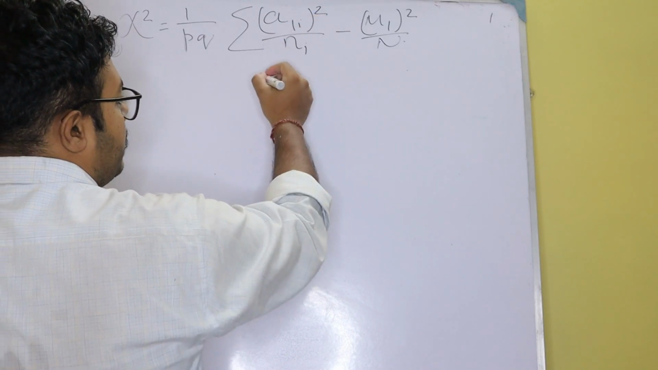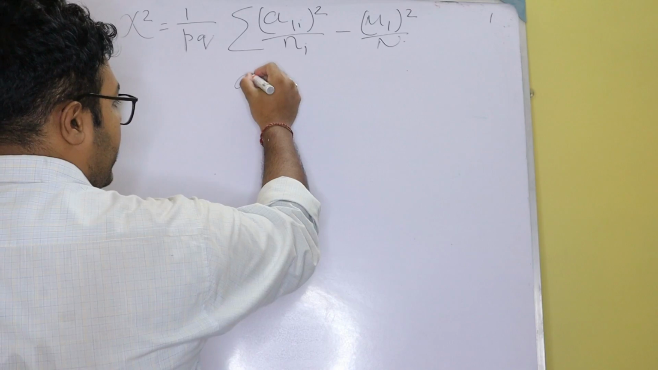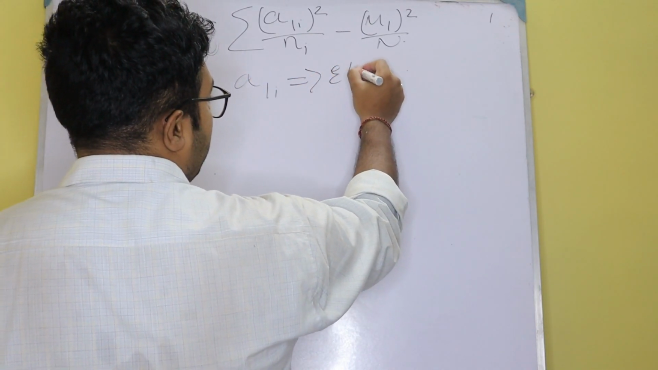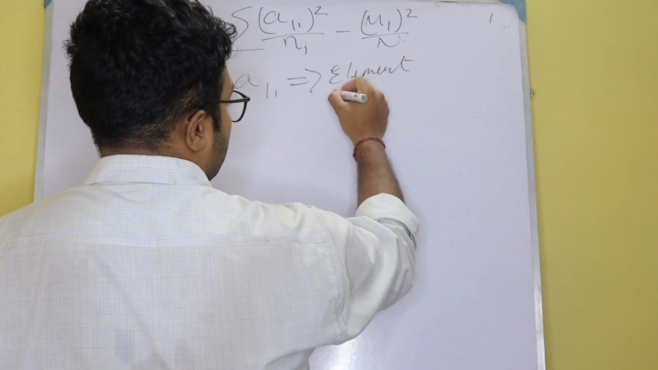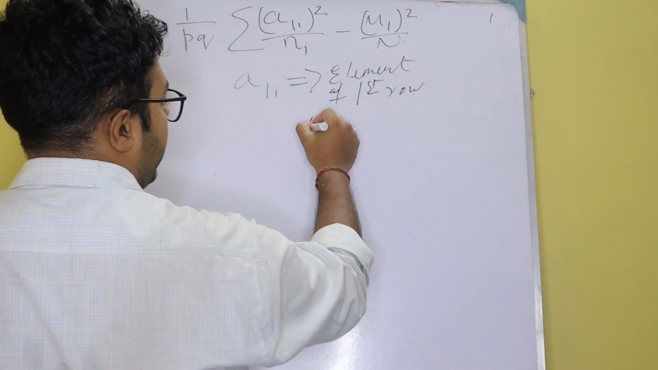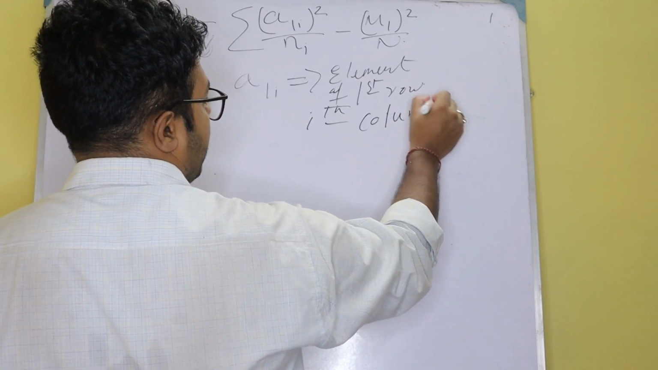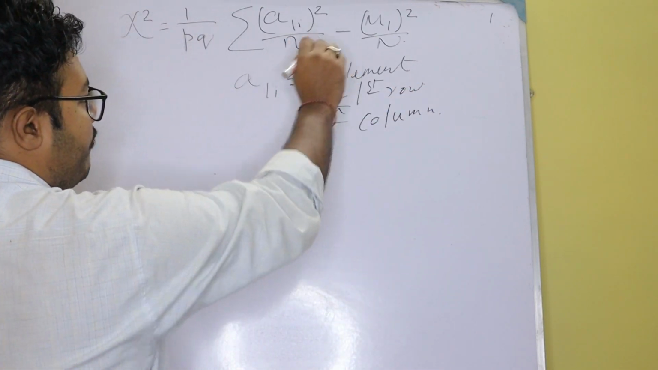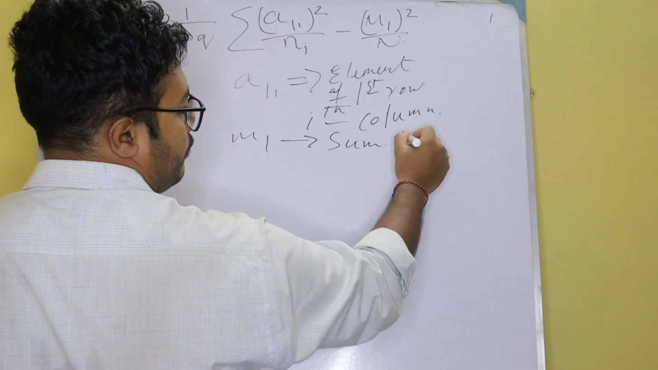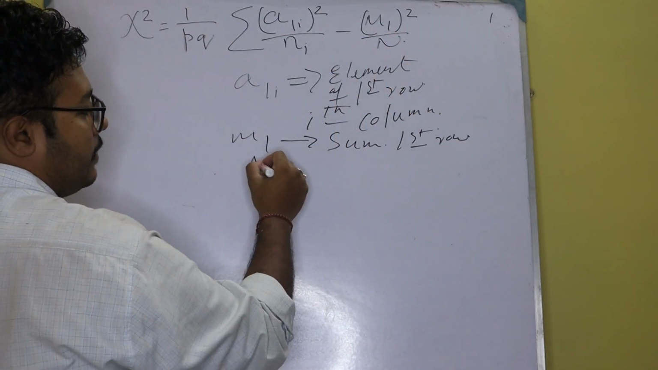And a1i, what is a1i? I have already defined it. a1i means element of first row and ith column. m1 is the sum of first row and N is the grand total.